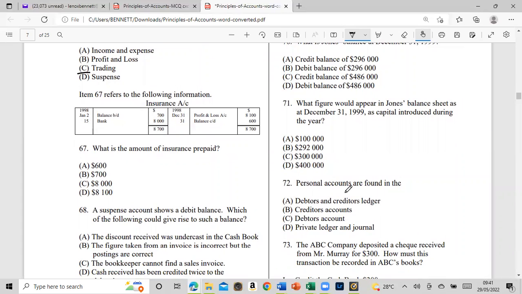All right, item 67 refer to the following information. What is the amount of insurance prepaid?